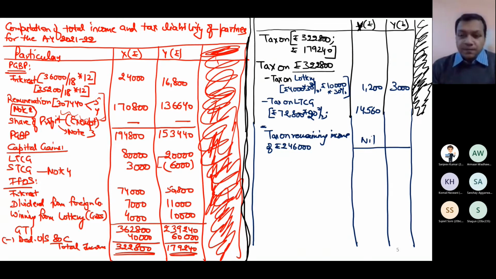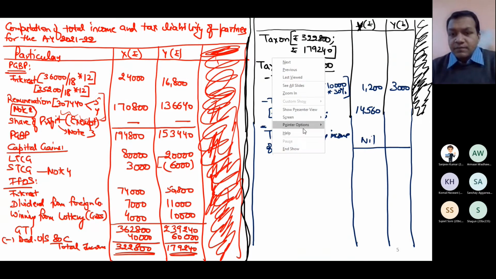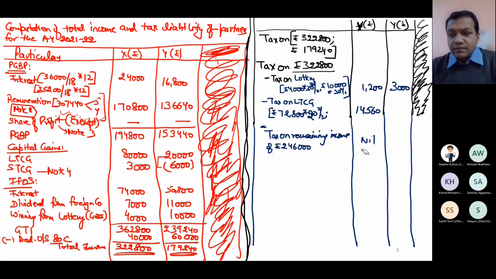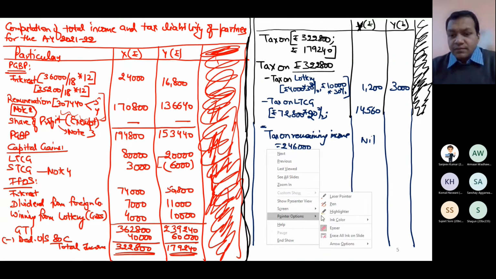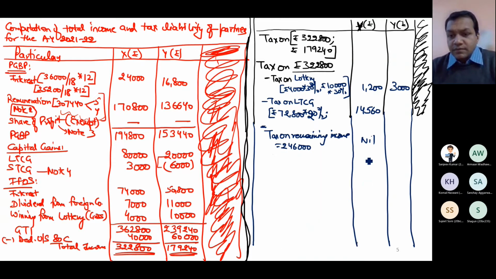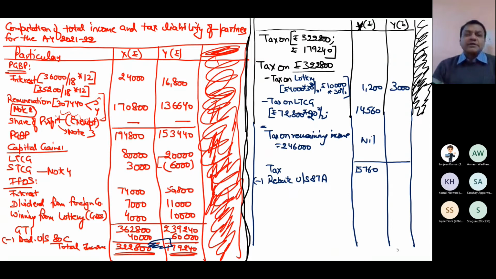So this becomes 1,200 plus 14,560, 15,760. Less from 15,760, what to deduct? This is tax less rebate under 87A. Will you get it? Yes. Because my total income does not exceed 5 lakh. If it is not exceeding 5 lakh, then rebate is 100% of tax or 12,500, whichever is less. So 100% of 15,760 or 12,500, whichever is less. 12,500 is less. Deduct it.